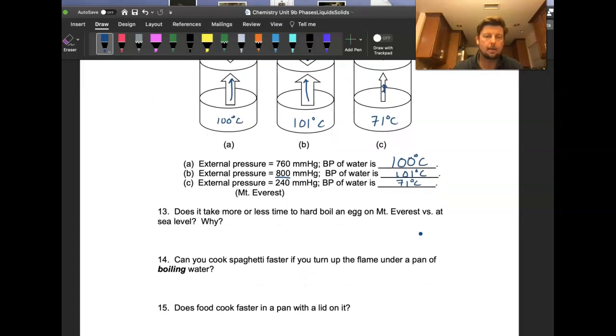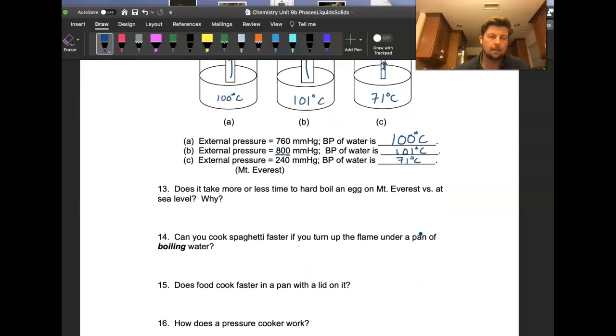So if you want to pause each of these as we go through, or just a quick pause, does it take more time or less time to hard boil an egg on the top of Mount Everest or at sea level? So pause, think about it for a second, answer it, and then come back.